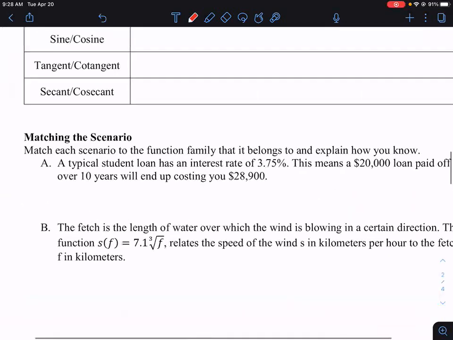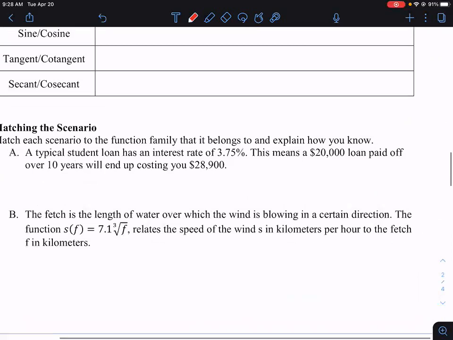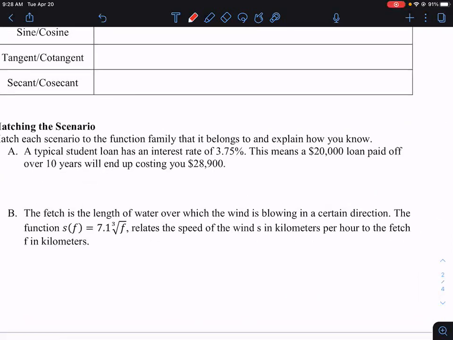Okay, so for example, part A, typical student loan has an interest rate of 3.75%. This means a $20,000 loan paid off over 10 years will end up costing you $28,900. Okay, so again, there's no actual question here, right? There's no unknown. They're just giving you a bunch of information. But you know, we're trying to think of, well, what type of function is represented here?